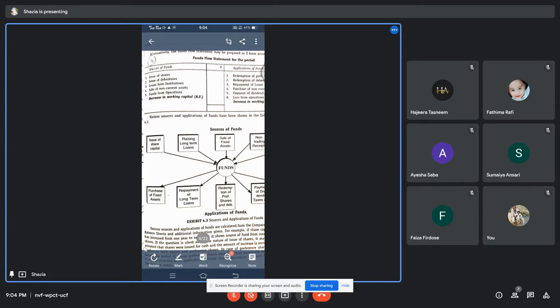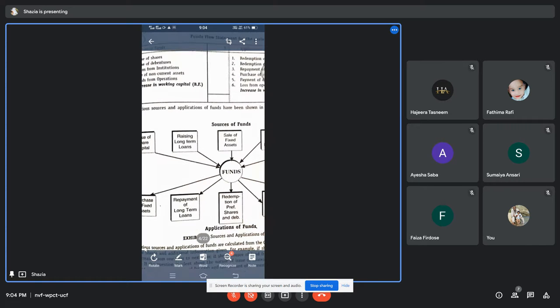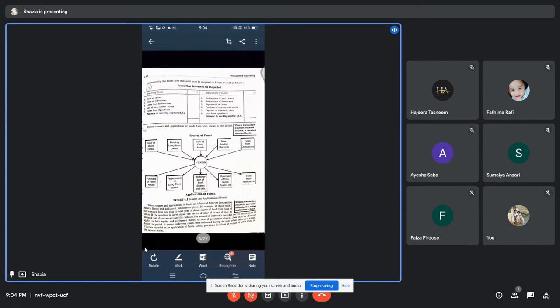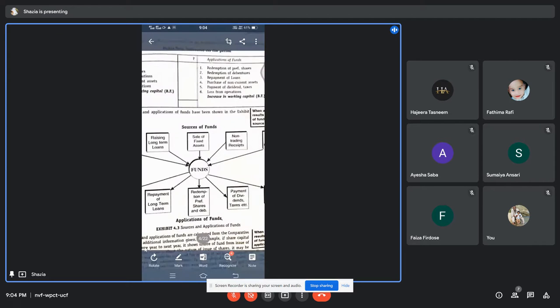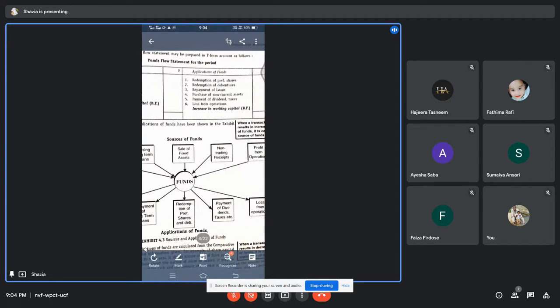So we should not care if the decrease in working capital is being estimated to their balance figure. Then coming to the next heading, which is the sources of funds heading. Correct? And the next heading is application of funds.